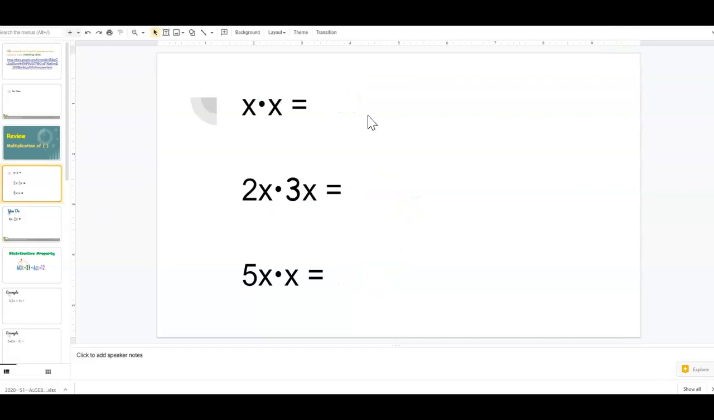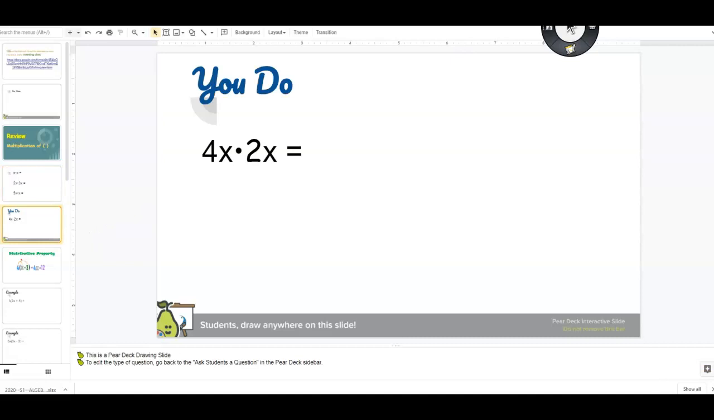So let's try one yourself. 4x times 2x, number times number. 4 times 2 is 8. X times x give you x squared. Okay.